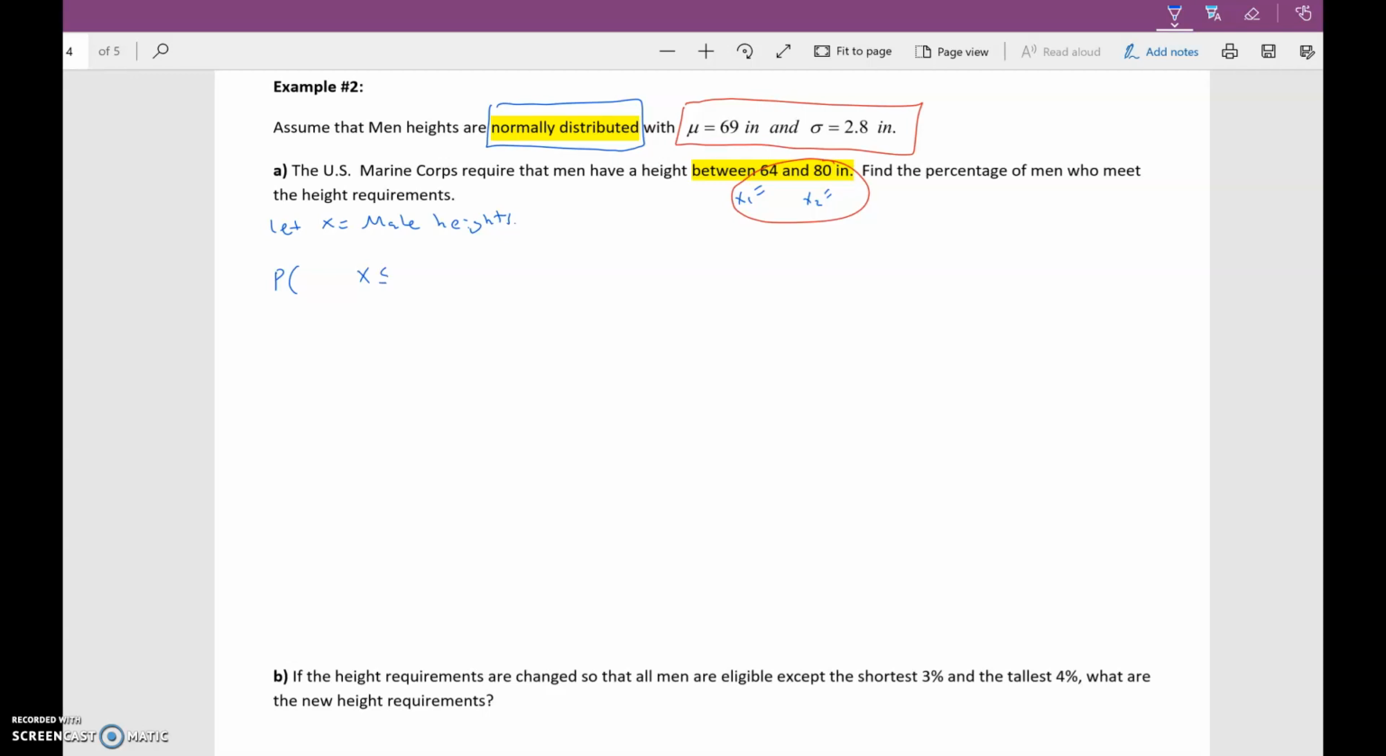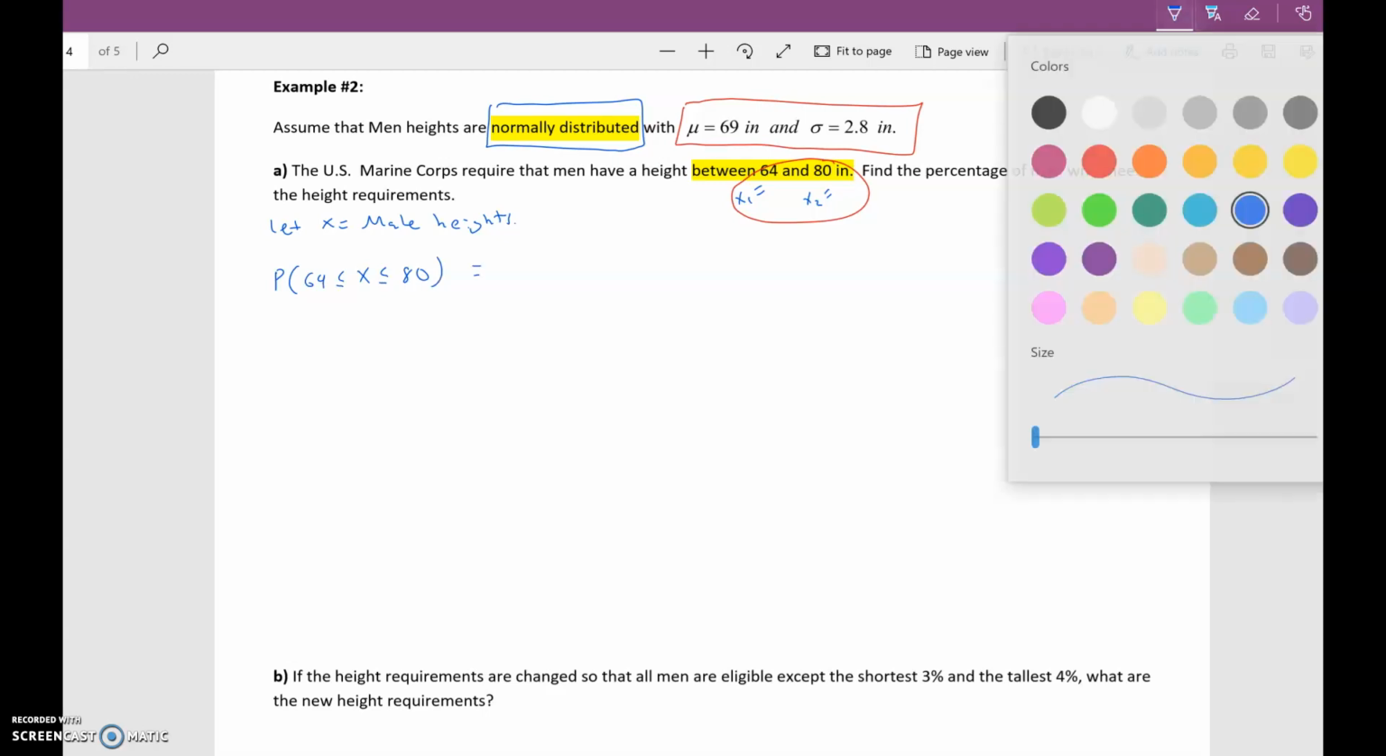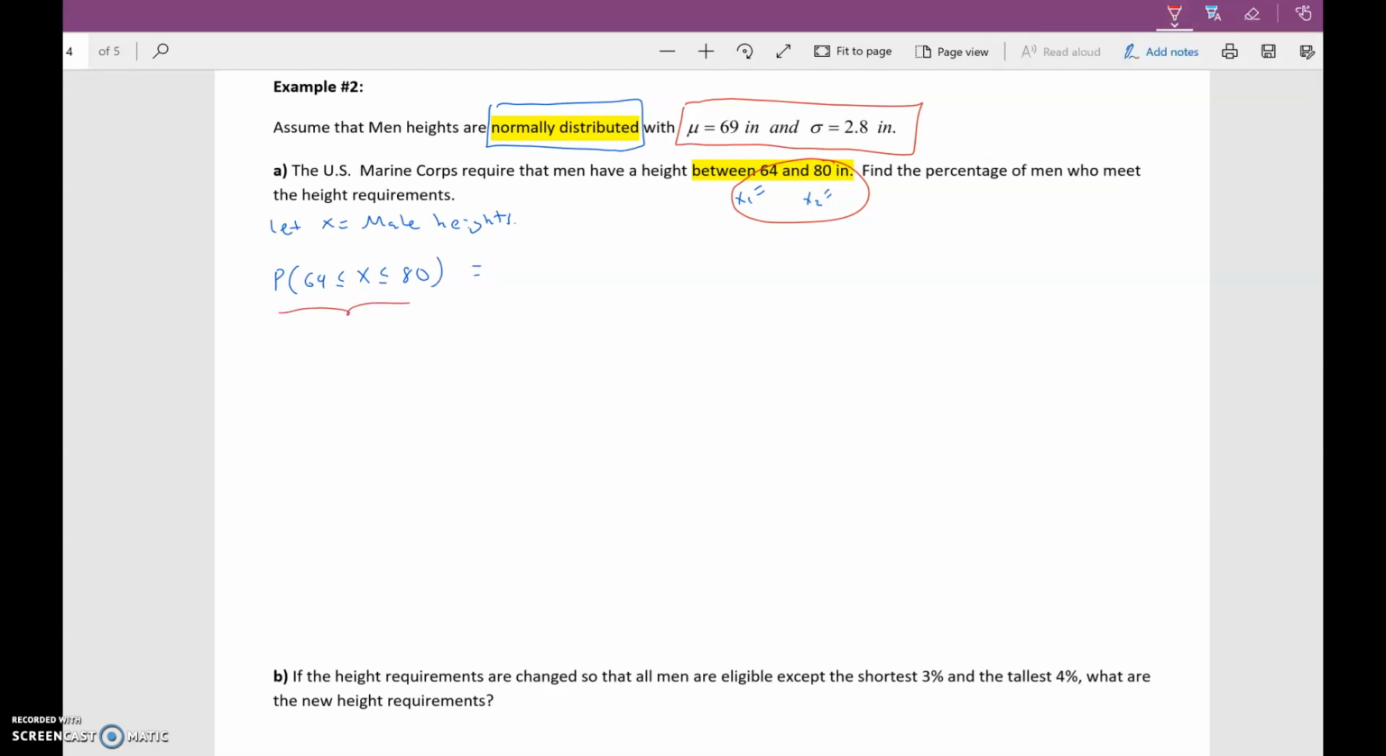So I'm just going to write it as less than or equal to 80, and greater than or equal to 64. Now, at this point, we're looking at data that is just normal, with mu equal to 69, and sigma equal to 2.8. So what I'm going to do is standardize the data set and change your x values to z-scores. So the first z-score is going to be x minus mu divided by sigma.